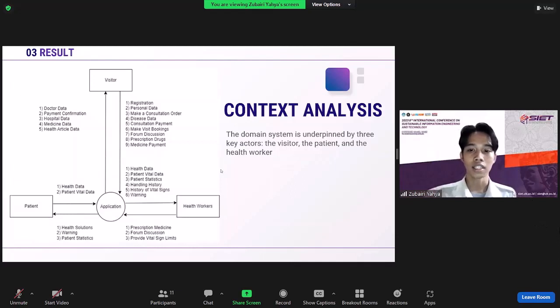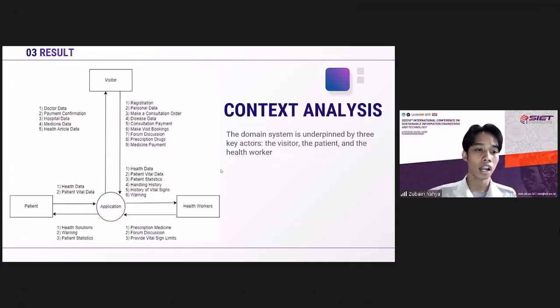Context analysis is a vital step in understanding the environment in which our application operates. It involves dissecting user interactions and identifying key actors. In our case, the context diagram visually represents this understanding. Within this diagram, we recognize 3 actors. There are visitors, patients, and health workers. Each actor possesses distinct features tailored to their needs within the application.